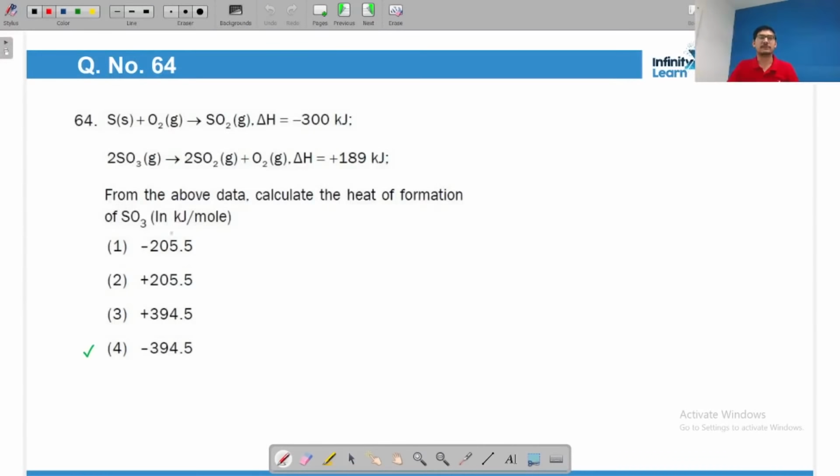You have to calculate the heat of formation of SO3. So the heat of formation of SO3, guys, is S plus 3 by 2 O2 giving you SO3, right? So I have to make this equation from the given two equations. Sulfur comes in the first equation, so I'll take it as it is. So the enthalpy of formation of SO3 will be minus 300.